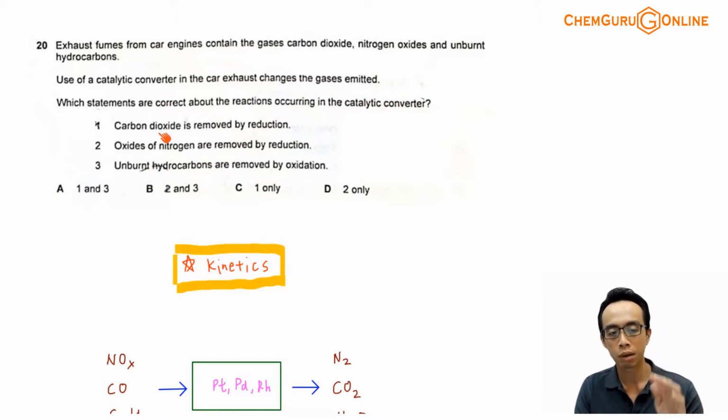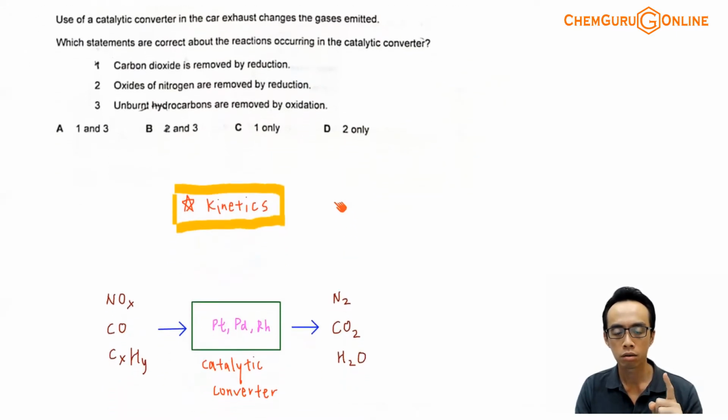Statement number 1, carbon dioxide is removed by reduction. Statement number 2, oxides of nitrogen are removed by reduction. Statement number 3, unburnt hydrocarbons are removed by oxidation. And we have 4 options, A, B, C, D. We want to run through which one of them are correct.